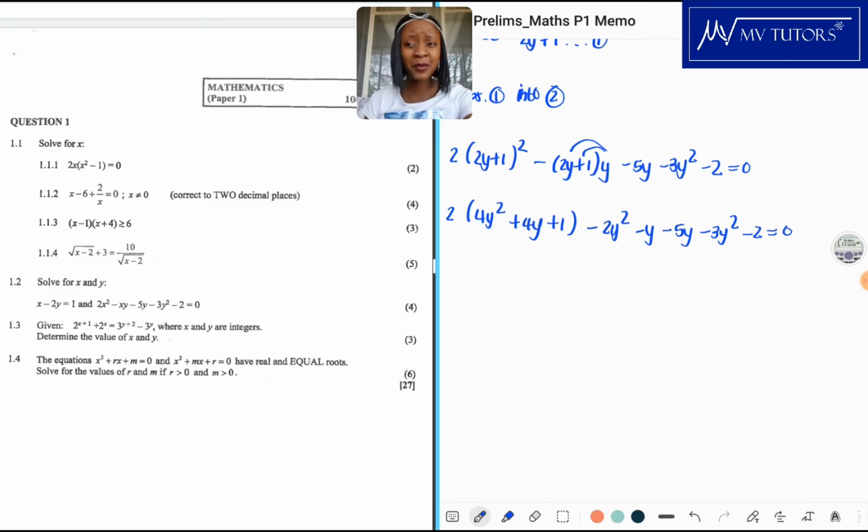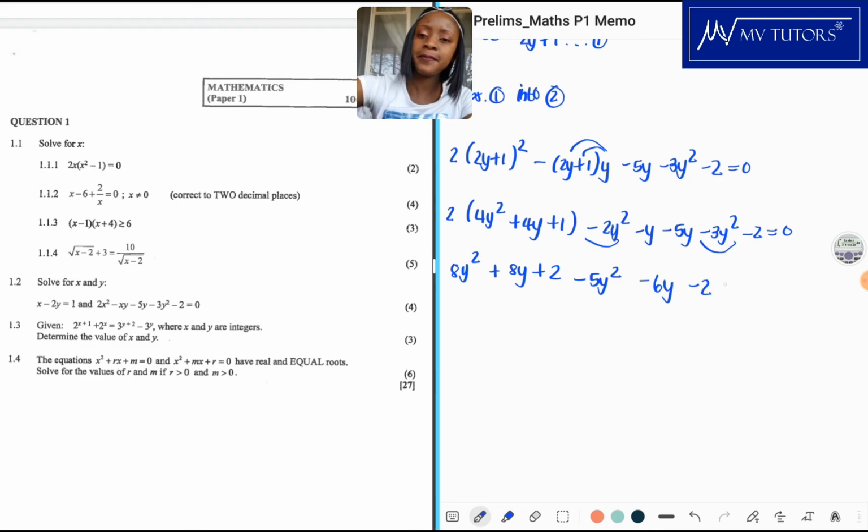So let's just take out the brackets. So I have here 8y squared plus 8y plus 2. I'm just going to group whatever's there already, so that I don't have to rewrite everything. So minus 2 minus 3, that is minus 5y squared, minus y minus 5, that is minus 6y, minus 2 is equal to 0.